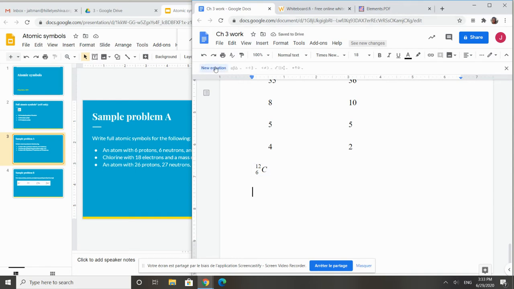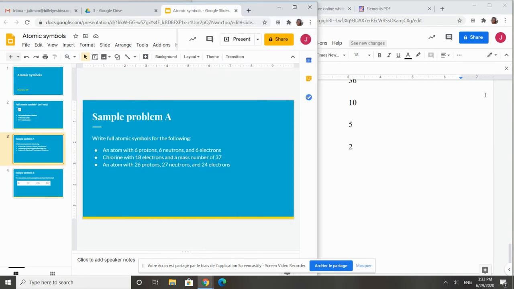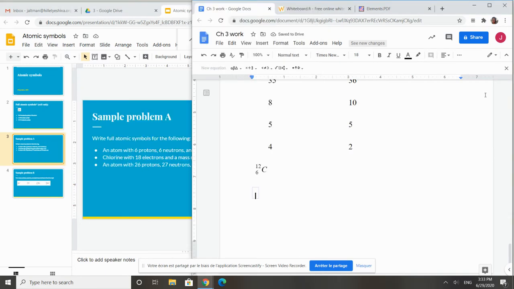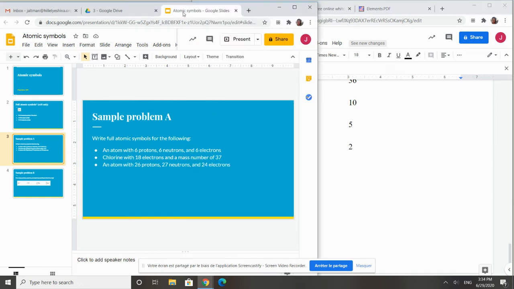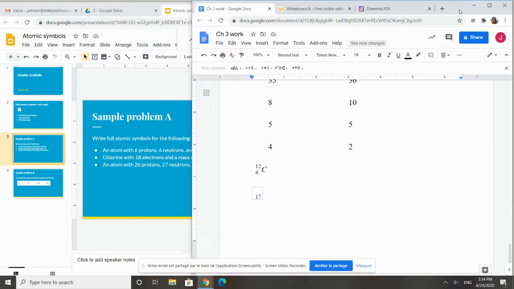Now for the next one. It says that it is chlorine, and it gives the mass number. Because it's chlorine, I go to my periodic table, I find chlorine, and I see its atomic number is 17. And then it says here that the mass number is 37, so I just put that up top. Because it's chlorine, it's Cl. And then it says it has 18 electrons. Because it has one more electron than it has protons, its charge is -1. So I'm just going to label it as minus.